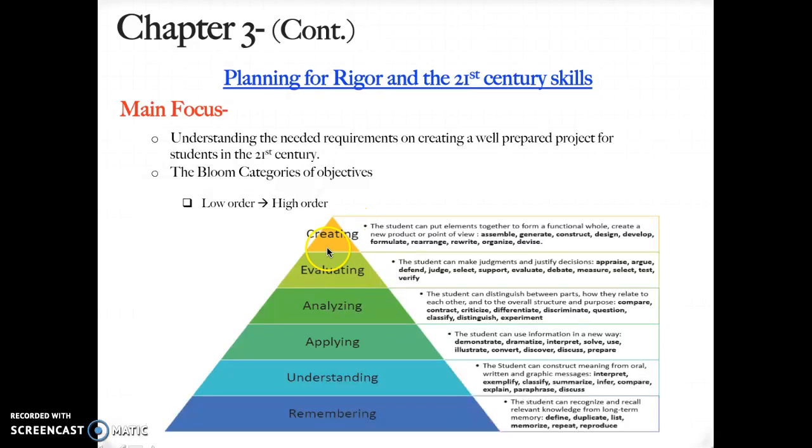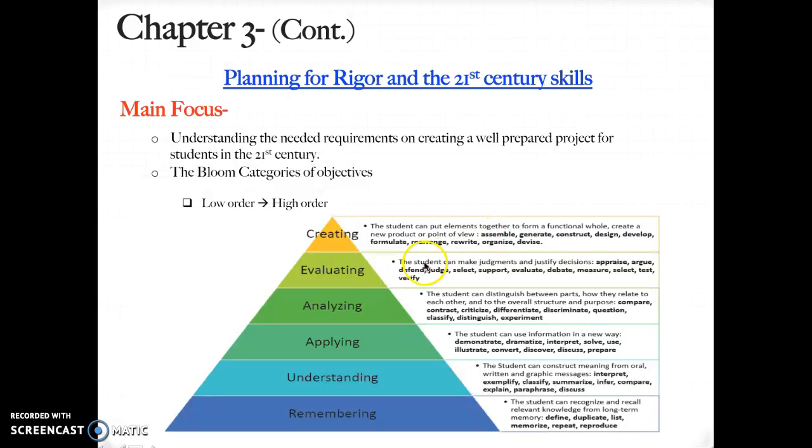We first create, evaluate, analyze, apply, understand, and remember. So first is creating. We first create our original work. For example, students can put elements together to form functional whole products or a point of view. We can also assemble, generate, construct, design, develop, formulate, rearrange, rewrite, organize, and devise.